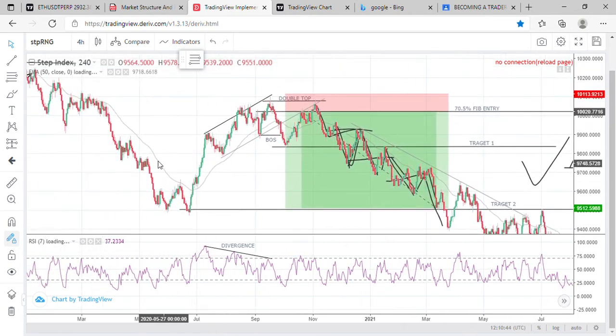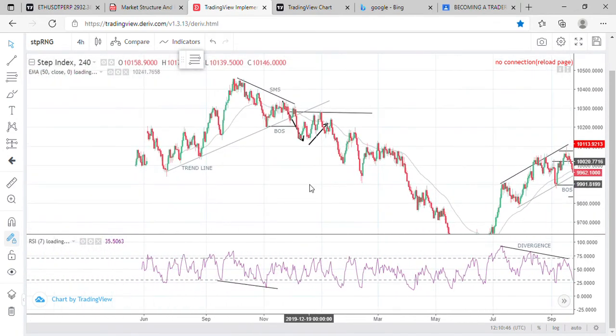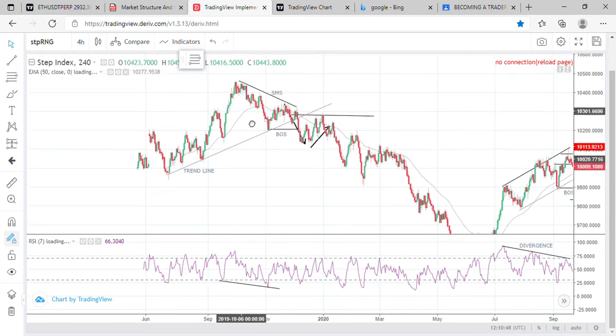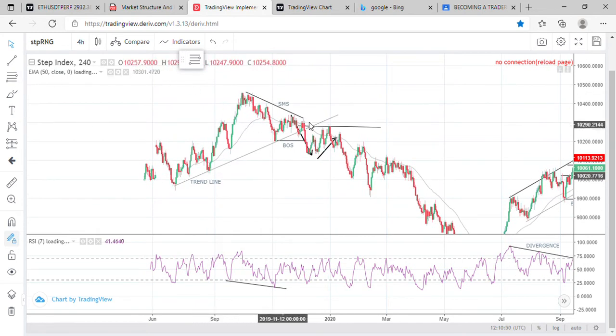Now let me quickly navigate to another analysis here. Look at this. I am combining various terms for different traders to be aware of what I am analyzing here. You look at this SMS. For people that trade the smart money concept, they know what this is, the shift of market structure. And then look at this, the basic retail method, a simple trend line. And then look at this, I have BOS, break of market structure.